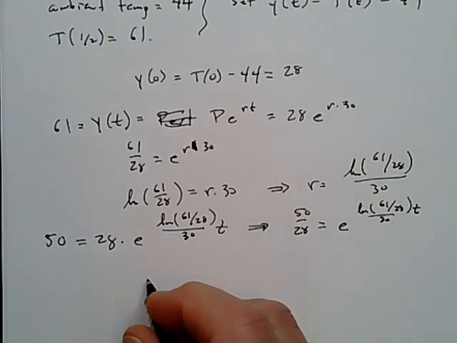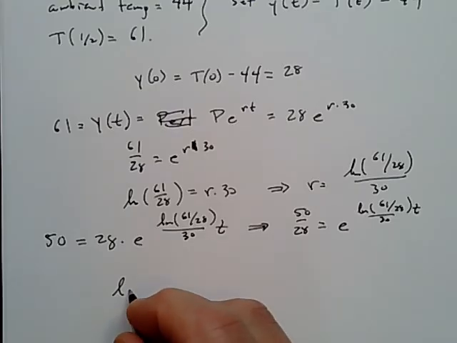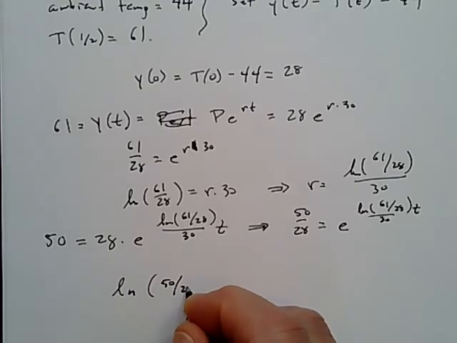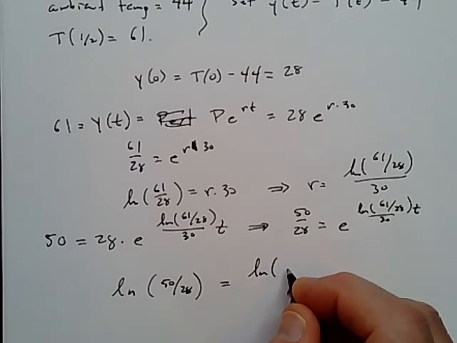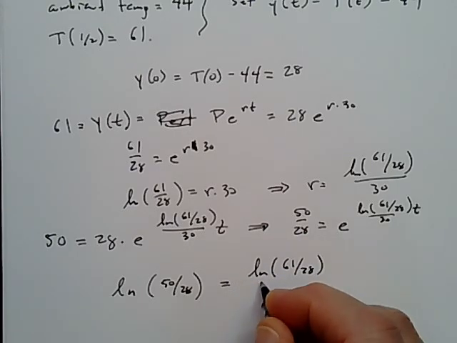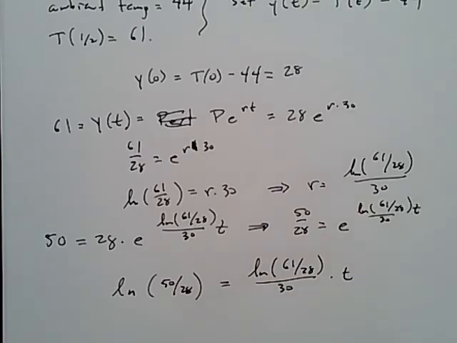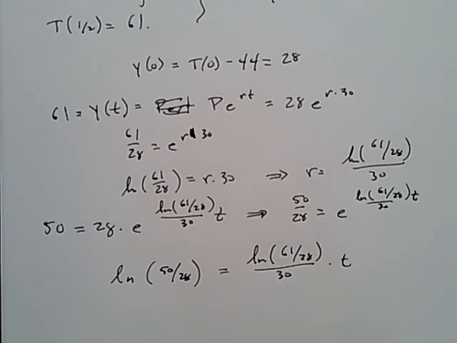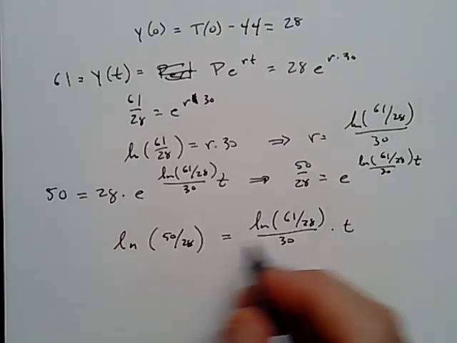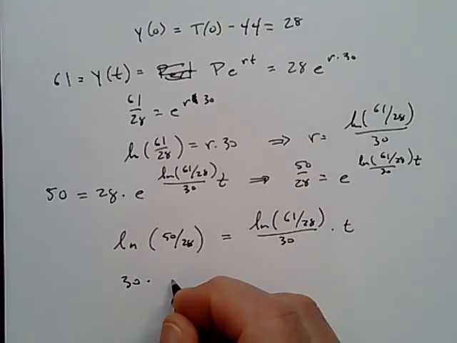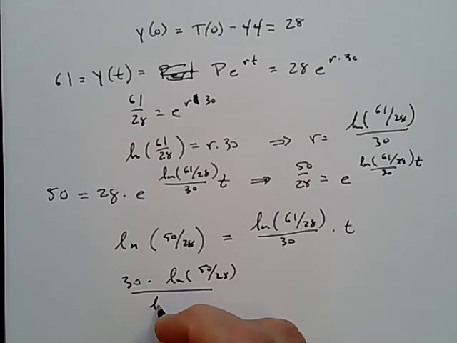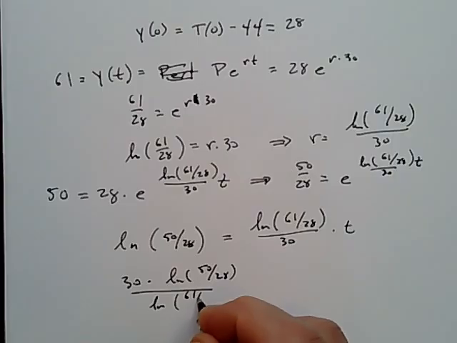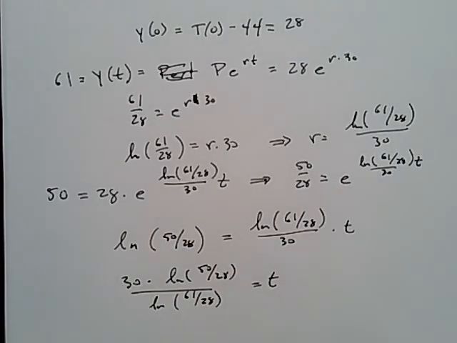Take the natural log of both sides. I've got ln of 50 over 28 equals ln of 61 over 28, all over 30, times t. Almost done. So when I move things over, I end up with t equals 30 times ln of 50 over 28, all over ln of 61 over 28. And again, the rest is a calculator job. I'm not going to punch it out.